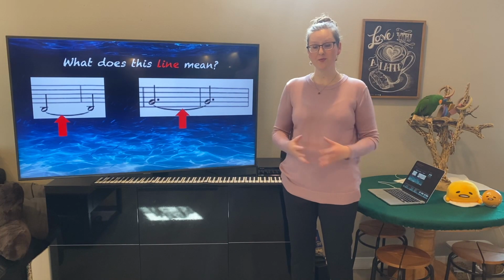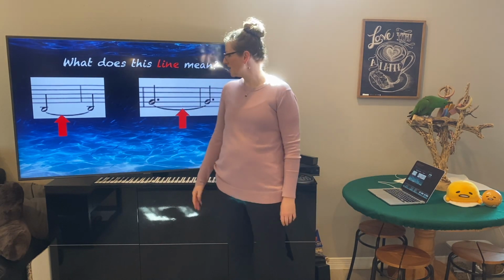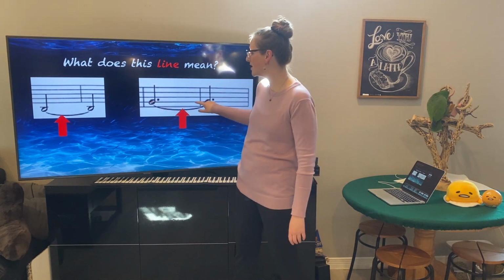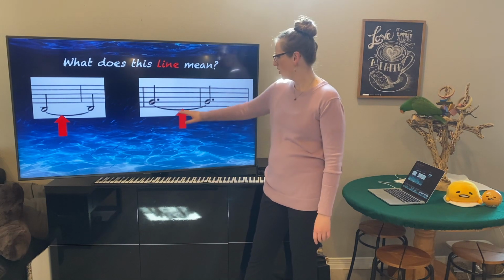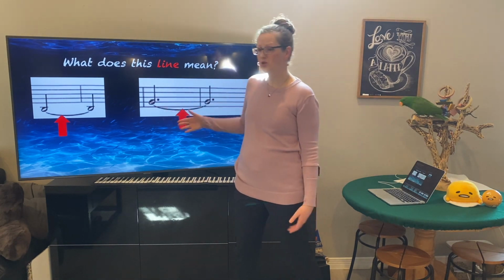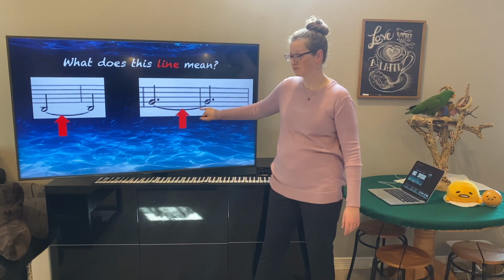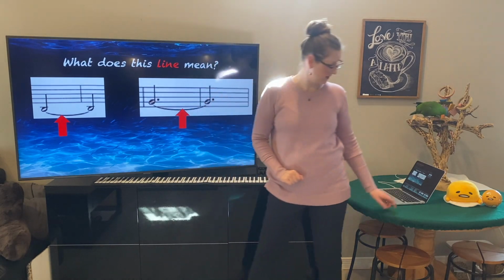So our next point of business is, what does this line mean? Like, we already know only a certain number of beats can be in each measure. What could this line possibly do, and why does it cross the bar line? In both cases here, we see it crossing that bar line.